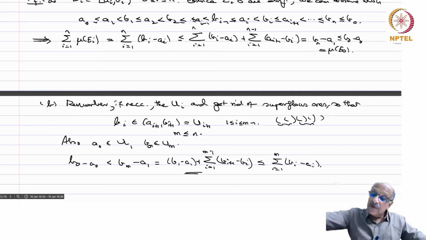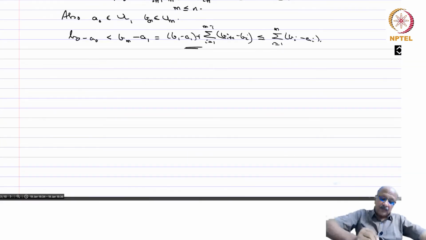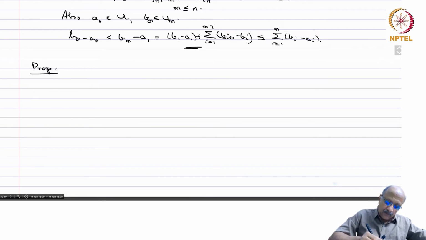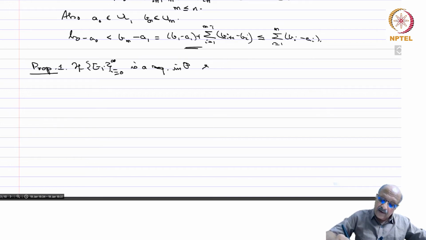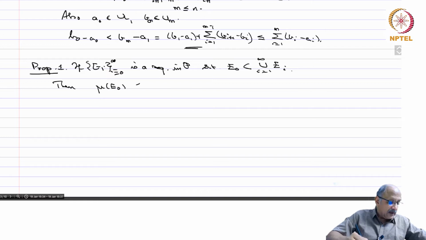Okay, so this is the first technical lemma, which is really nothing. Just intuitively, if you drew pictures, the proof will be obvious. Okay, so now proposition, let me call it 1. If Ei, i equal to 0 to infinity, is a sequence in P such that E naught is contained in union Ei, i equals 1 to infinity, then mu of E naught is less than or equal to sigma i equals 1 to infinity mu of Ei. Again, this is almost obvious, so we will prove it.